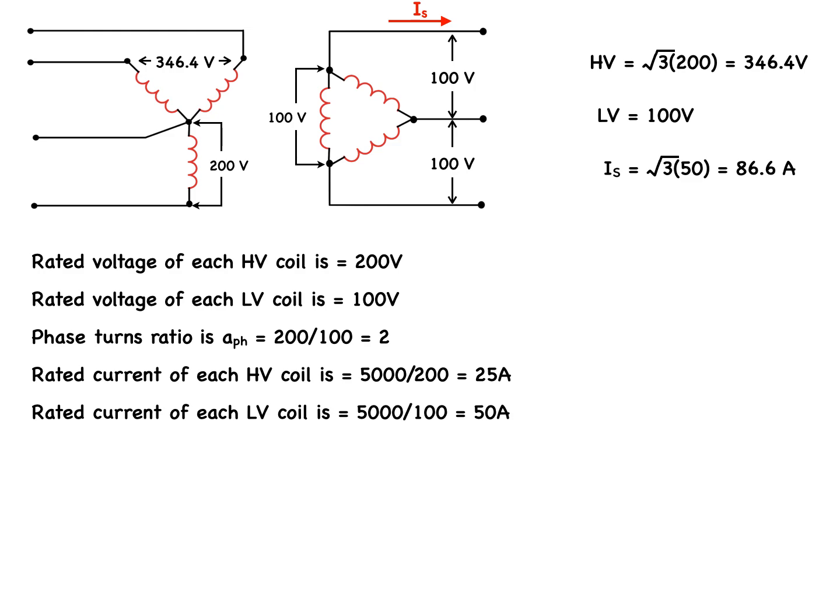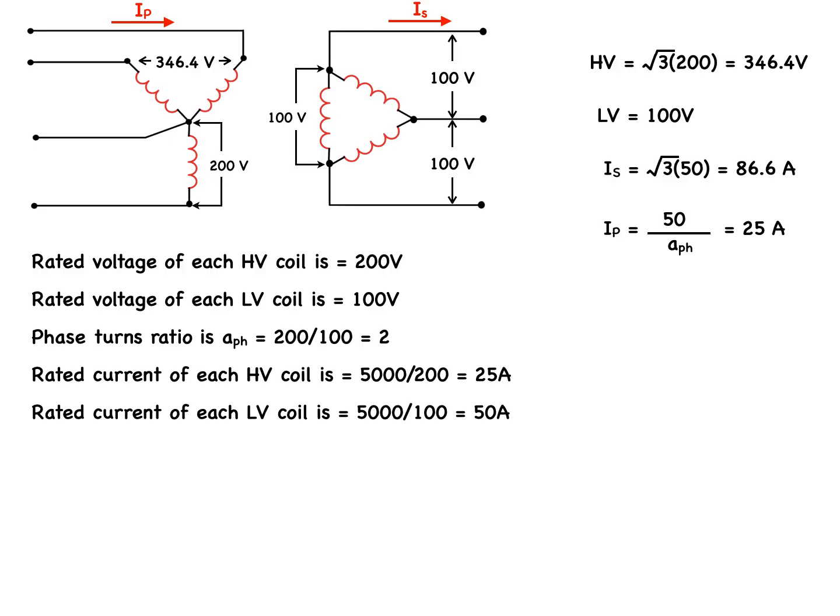But we know for any individual transformer, the low voltage coil carries a 50 amp current. The corresponding high voltage coil must carry a current of 50 divided by the turns ratio, or 25 amps. Thus, the high voltage side line current drawn from the supply must also be 25 amps, as these coils are connected in star. Note that the line current equals the phase current in a star connection.